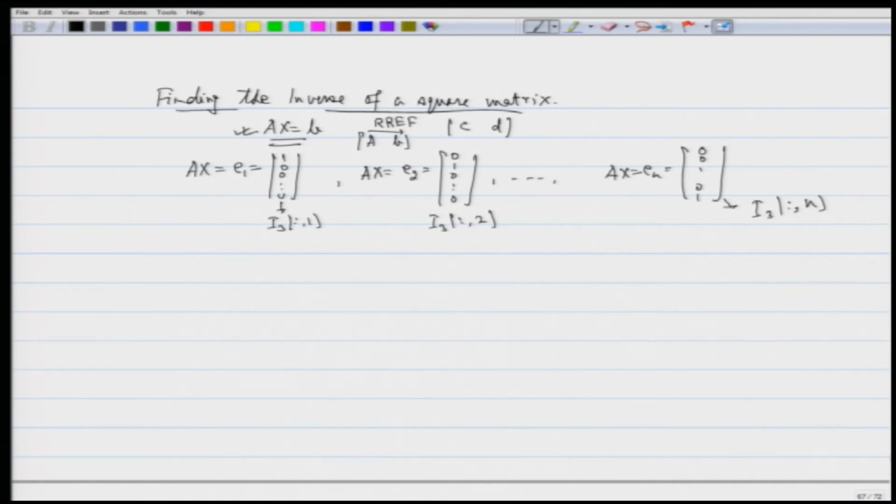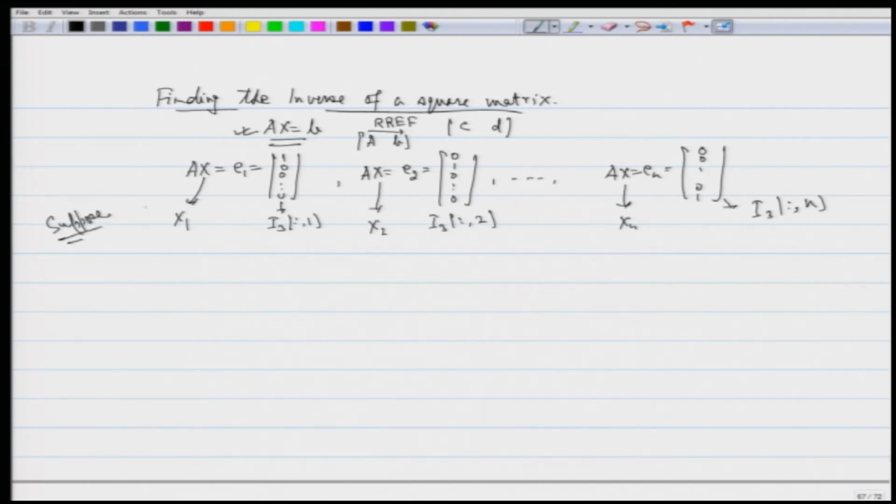So, let us try to understand what exactly I am trying to do. I want to solve a system which is Ax equal to E1, Ax equal to E2, up to Ax equal to En. I want to solve n systems of equations. Suppose the solution here is x1, the solution here is x2, and the solution here is xn.